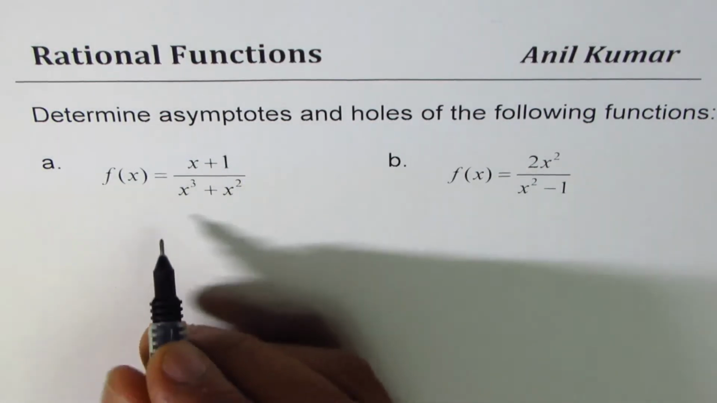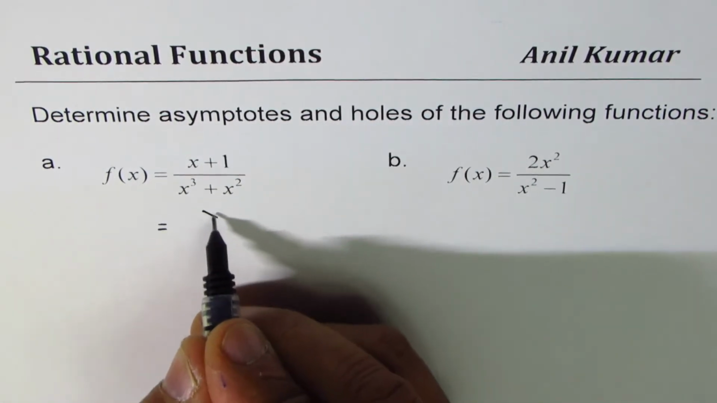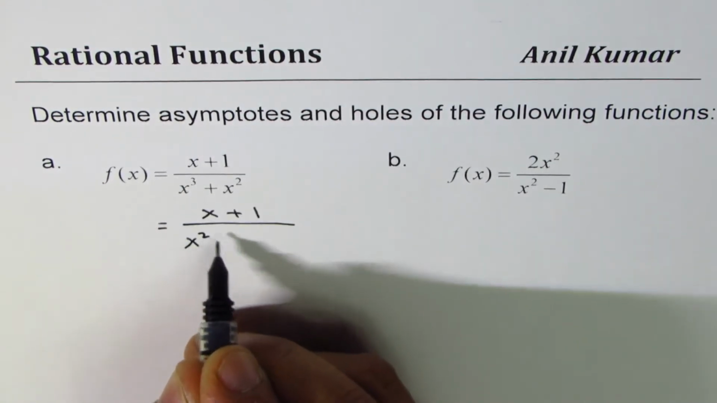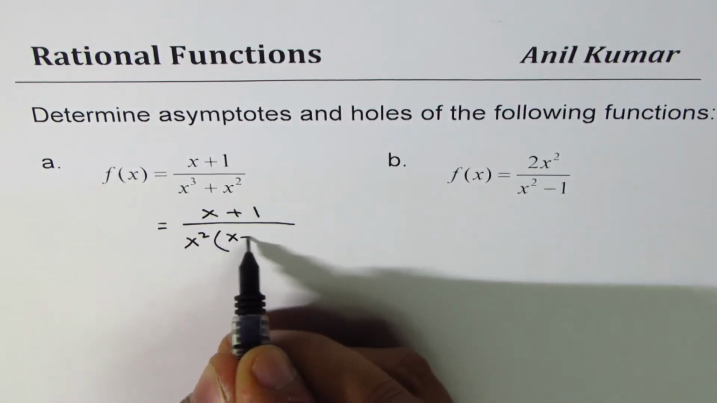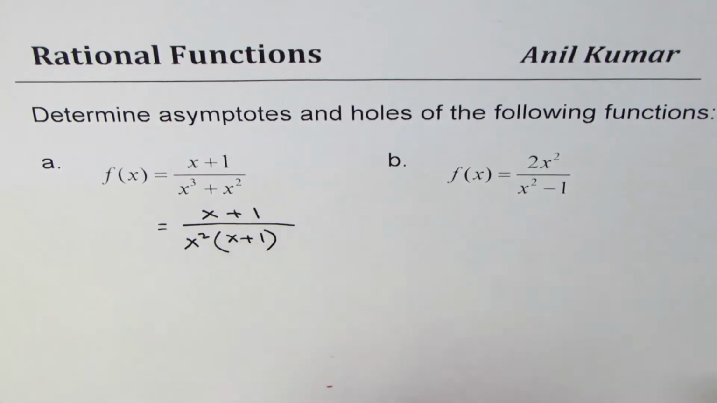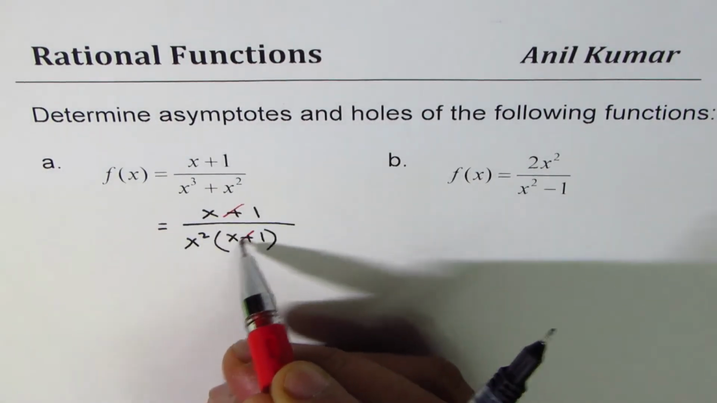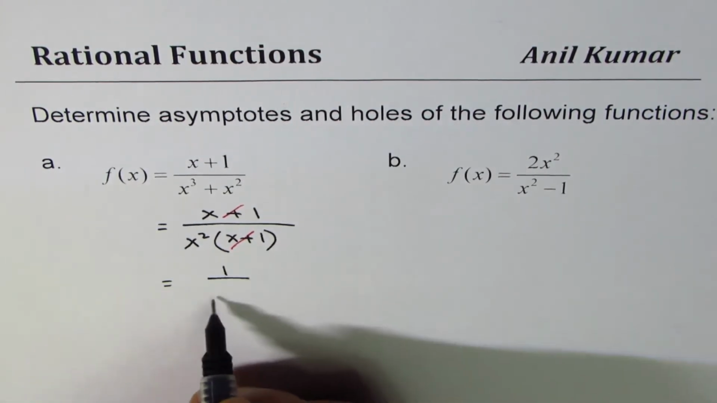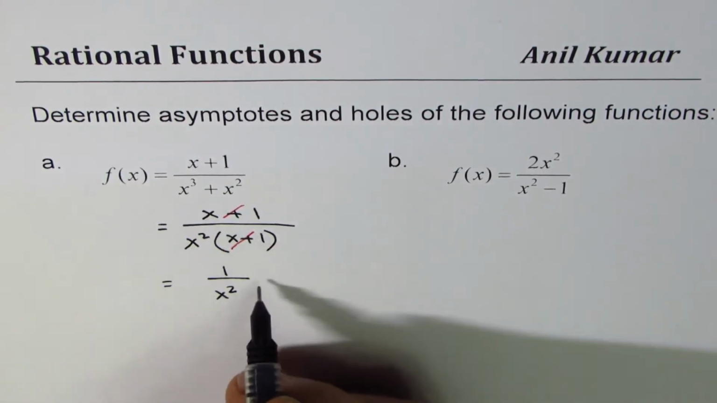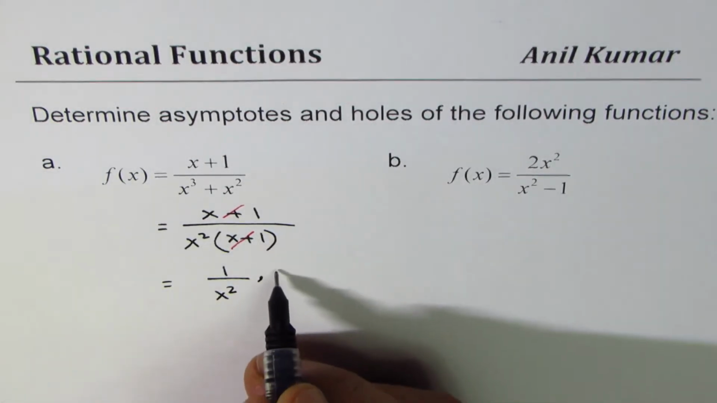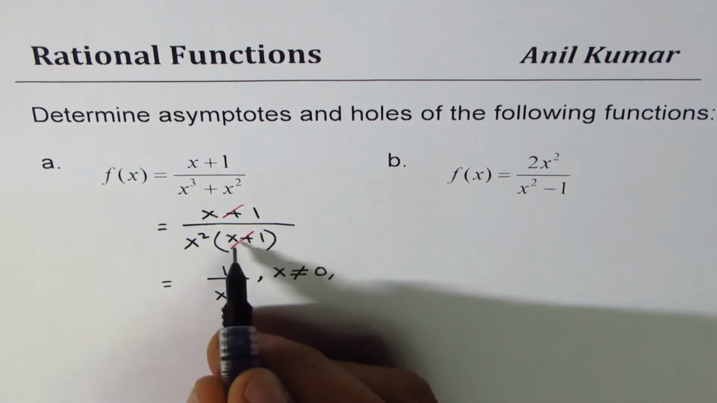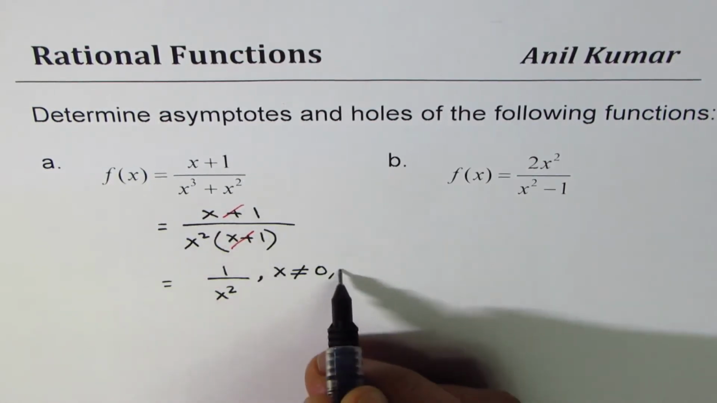f of x equals x plus 1 over the denominator, which you can factor as x squared times x plus 1, correct? Now x plus 1 and x plus 1 cancel out, so you could write this as 1 over x squared. However, the restriction should be mentioned here that x is not equal to 0, and also for the factor which cancelled out, minus 1.